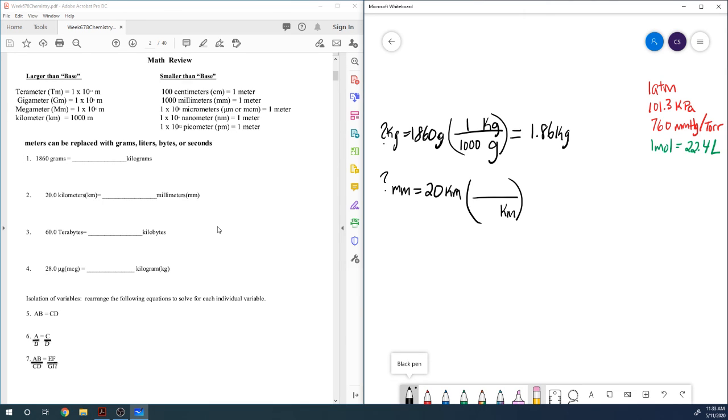Okay, the only difference here is we can't jump from kilo to milli. We have to go through our base unit. So we need to go from kilometers to meters. Okay. What's on top goes on bottom. Then we can go to millimeters.